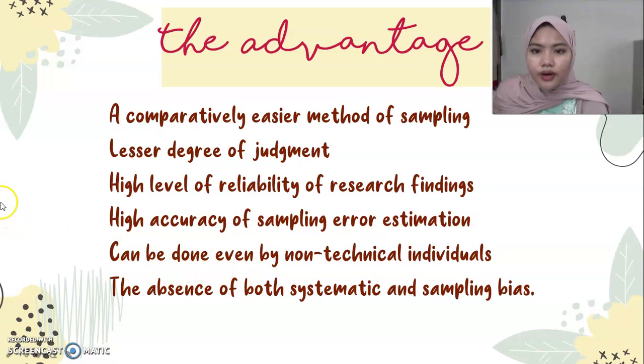Okay, this probability sampling has many advantages, such as a comparatively easier method of sampling, less degree of judgment, high level of reliability of research findings, high accuracy of sampling error estimation, it can be done even by non-technical individuals, and the last one is the absence of both systematic and sampling bias.